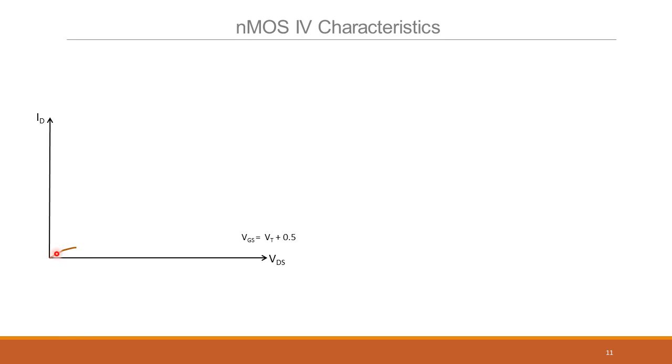Remember, we said it's not linear after some time. It is that VDS minus VDS square by 2 term starts coming in here. And then once it reaches saturation where the channel gets pinched off, the current doesn't increase too much, but it increases slightly linearly because of channel length modulation as the VDS keeps increasing. Right? Now if I increase the VGS to VT plus 1 volt, the current increases.